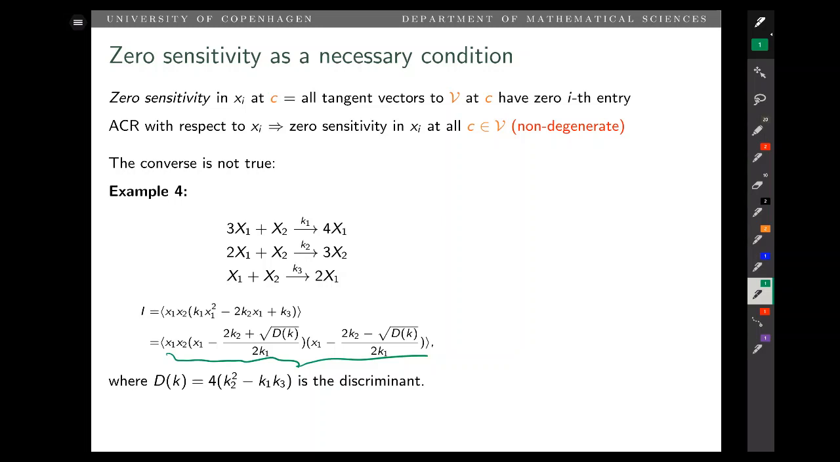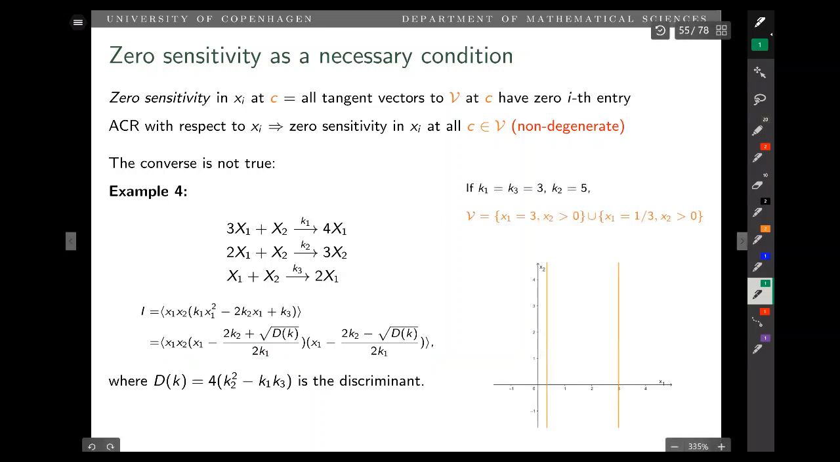And whether they give me positive solutions or not depends on the discriminant. In this case, let me look at one specific choice of variable values for the case. So if I fix this set of variables for the case, this is how the steady state variety looks. So it's 2 lines. Depending on the value of the discriminant, the two lines can become just 1, or one of them becomes negative, or the 2 become negative, maybe. But for this particular choice, I have 2 lines.